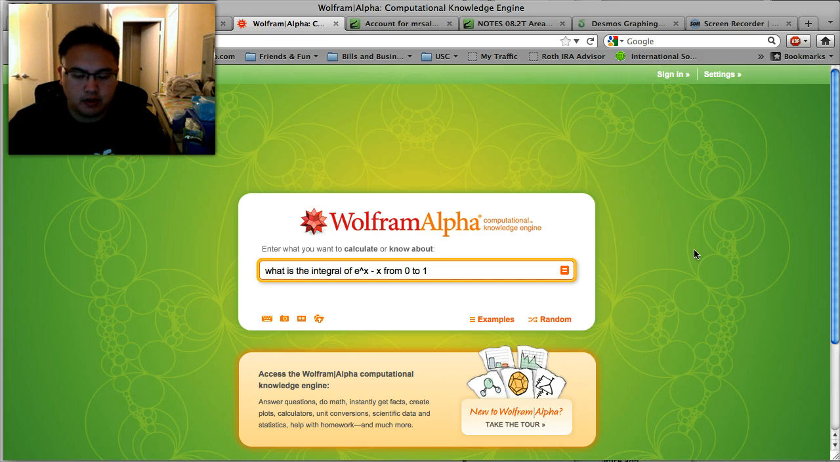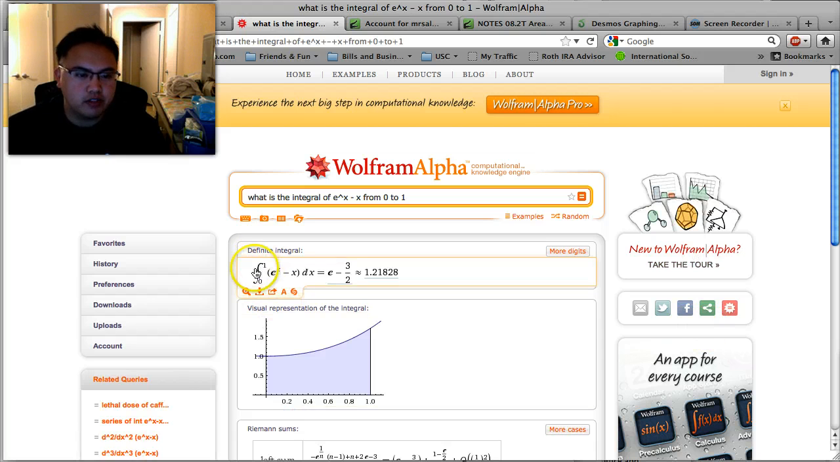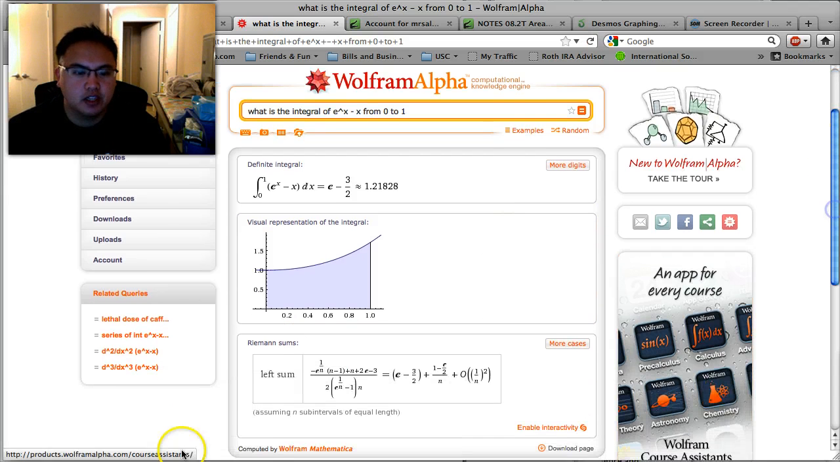All I have to do is type it up. And then Wolfram, with its awesome computing power, writes out the definite integral. It even completes out the steps for me and tells me how much it is, 1.21828. It even has a visual representation, all these different things. Wolfram Alpha, pretty cool. Also an app on your iPhone or iPod Touch. So the answer is about 1.2.